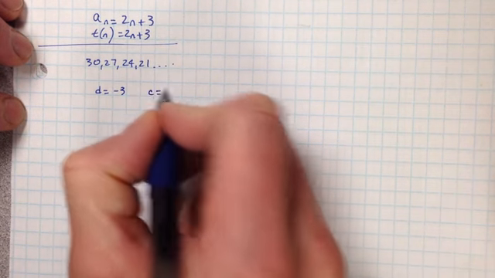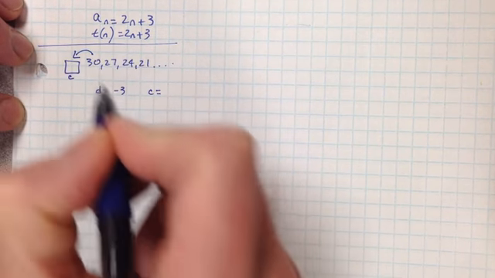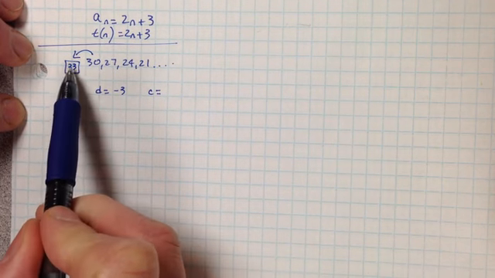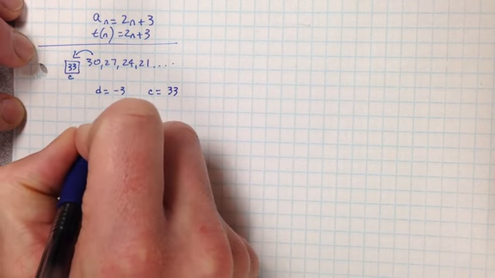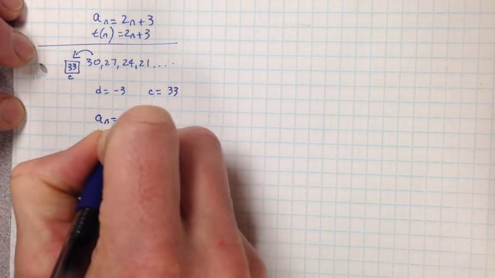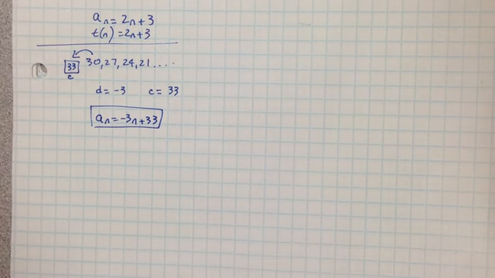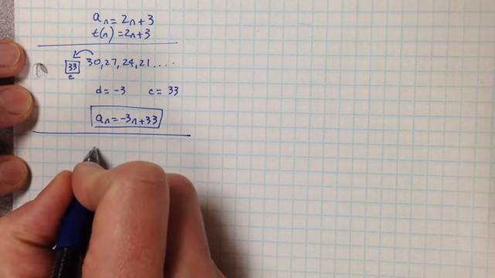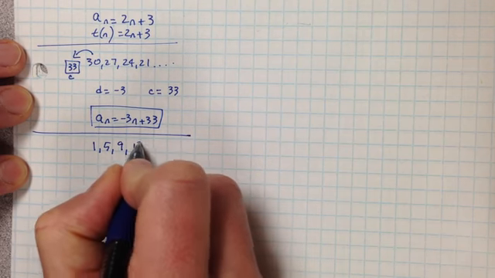And then c is my 0th term, so I need to take one step back to find my c value there. How about 33? Does that follow the rule? Well, subtract 3 there. Yes, so my c value would be 33. So a sub n equals negative 3n plus 33. There's our rule that expresses this list. How about 1, 5, 9, 13, and so on.